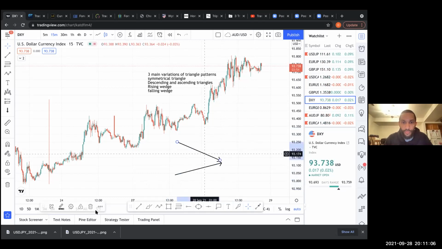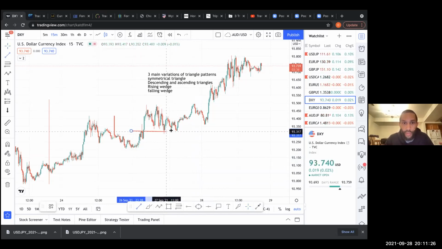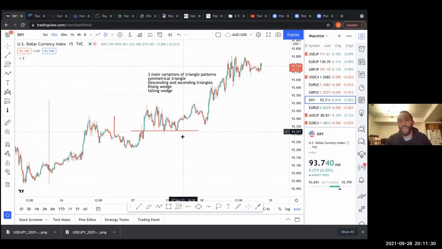So that's the first one that we got. And then the second one, we're going to be looking at the descending and ascending triangles, but I'll start with the descending first. So what happens is you're kind of looking for, and I'll use this example right here, I'll put a trend line. So the first thing we're looking for, we're going to put a trend line at the bottom, and that trend line is basically acting as a support because it's on the floor.